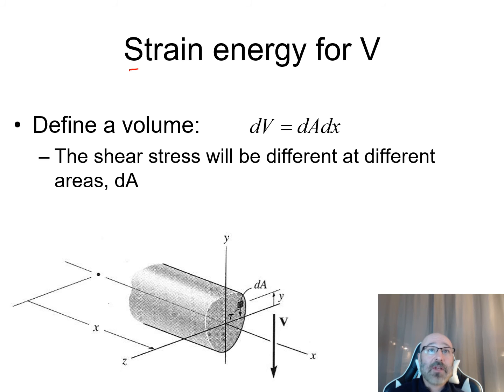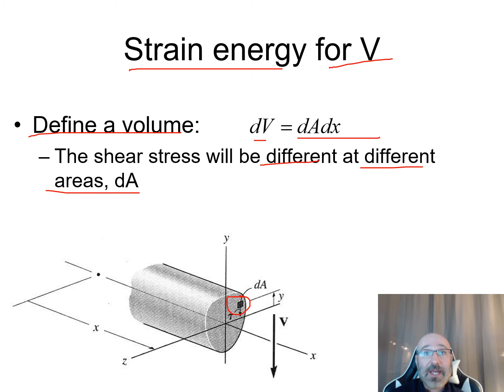So we can do the same thing now for strain energy for our shear force right here, V. We can define a volume right there. So our dV is equal to dA dx. So the shear stress will be different at different areas right here, dA. Depending on where that dA is, this shear stress is going to be different and change based upon that there.